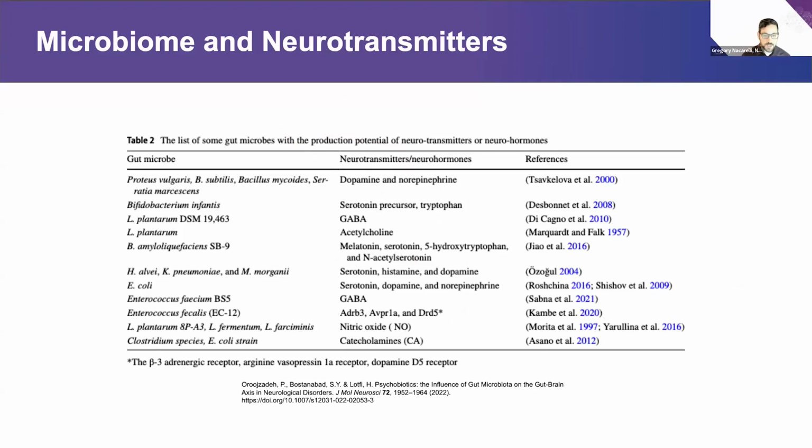What is actually being transported? Well, amongst many things, neurotransmitters. So for example, Lactobacillus plantarum, specifically this strain, makes GABA. We have Enterococcus faecium also makes GABA. We have Proteus vulgaris, Bacillus subtilis. These are like spore-based probiotics, make dopamine, norepinephrine. Our bifido species are so important, and they will make serotonin and tryptophan. So this is a lot of things.